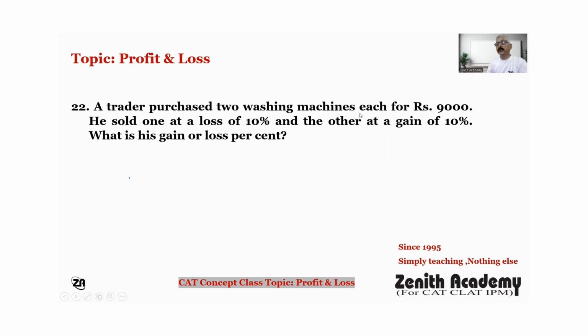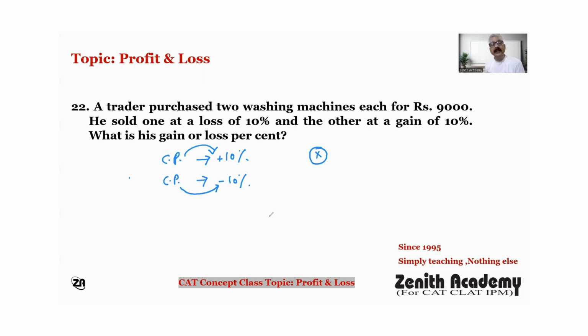A trader purchased two washing machines each for rupee 9,000. He sold one at a loss of 10% and the other at a gain of 10%. What is his gain or loss percent? So remember, if the cost price is same and one is giving you a 10% profit and another item with the same cost price is giving loss of 10%. So plus 10% profit, and loss. So the 10% of the cost price profit हो रहा है और 10% of the cost price is equal to loss है, तो overall क्या होगा? No loss, no profit. So you have to understand it.